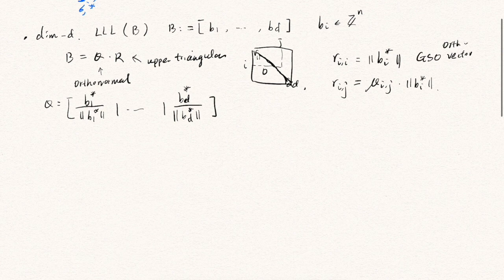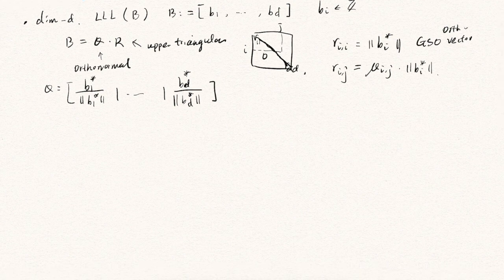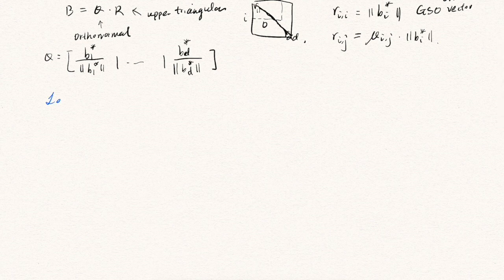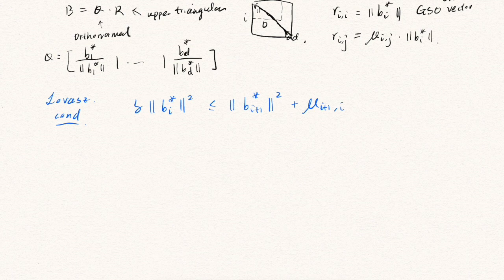And now let's refresh what the swapping condition looks like in dimension n in the LLL algorithm. So this is the Lovász condition. What it says is there is this delta, which is a parameter, and the length of the orthogonal vector of b i plus 1 has to be smaller than delta times the length of b i star, adjusted by the mu i plus 1, i term. Okay, so this is the Lovász condition.